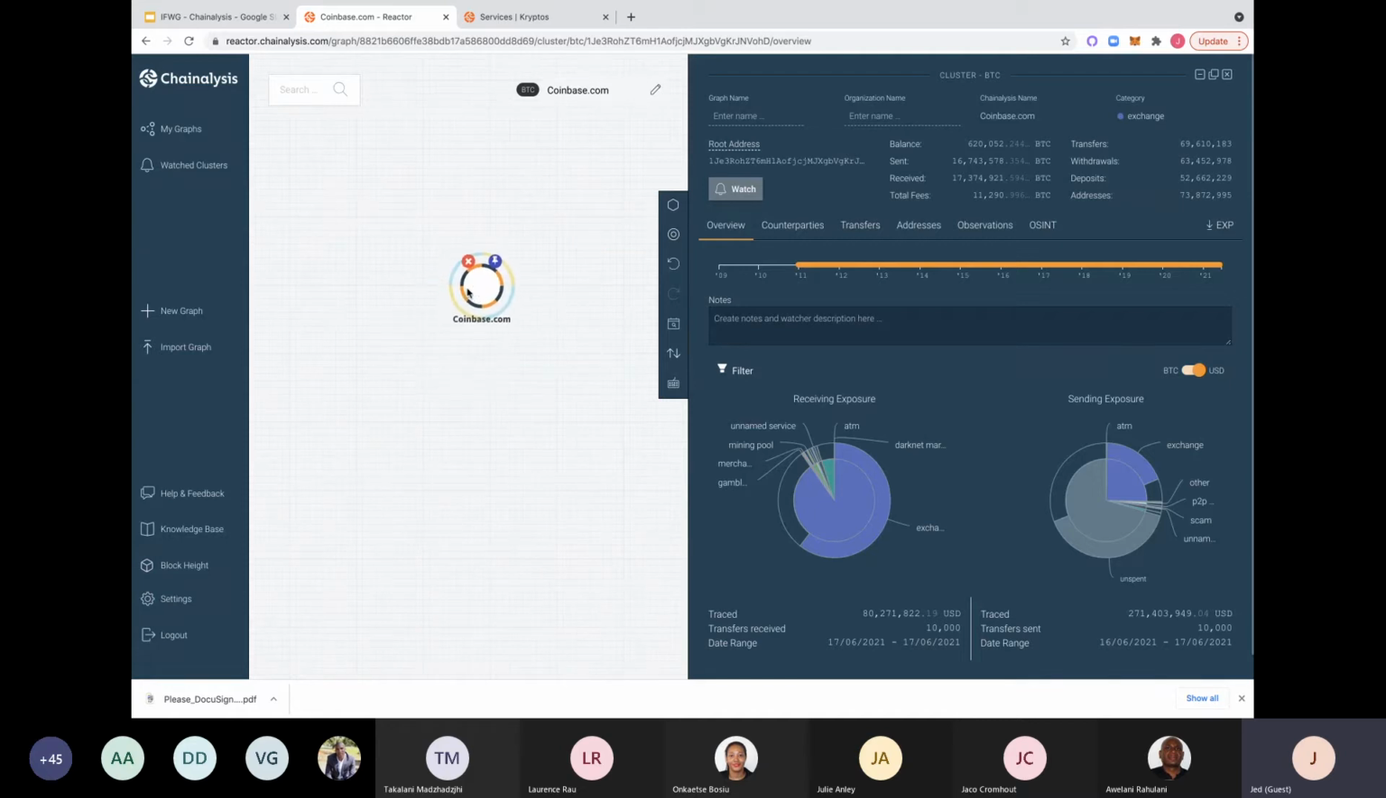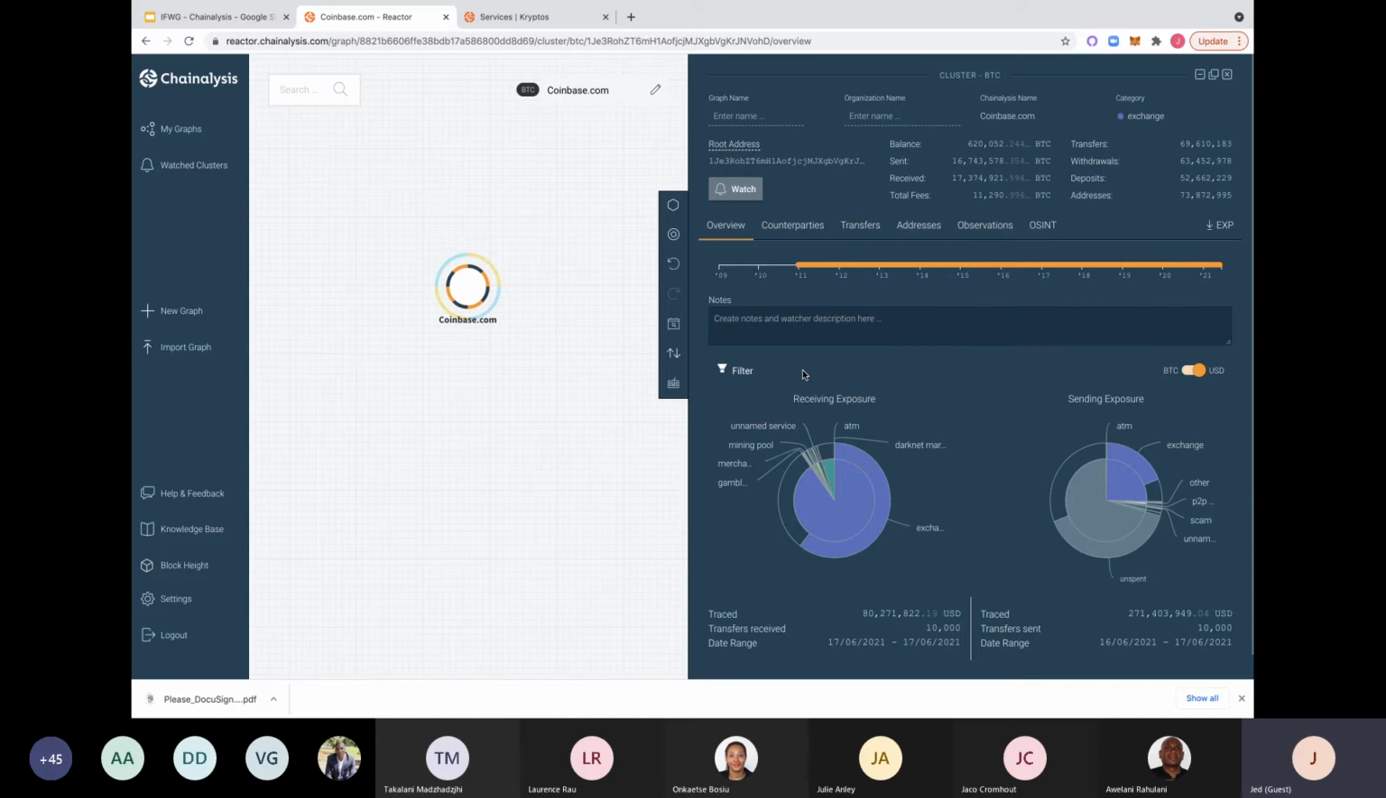So within this Coinbase cluster, there's currently 73.8 million Bitcoin addresses. That's essentially all their users on the platform. And you can see here, as we come down, how long this cluster has been active. So from the end of 2010, right up until today, as you'd expect. And then we also have these receiving and sending exposure wheels.